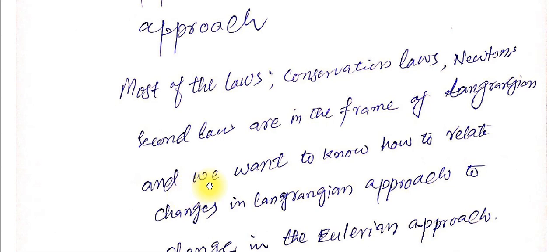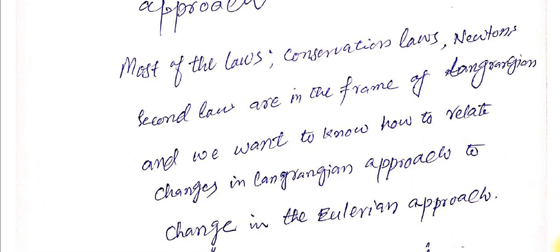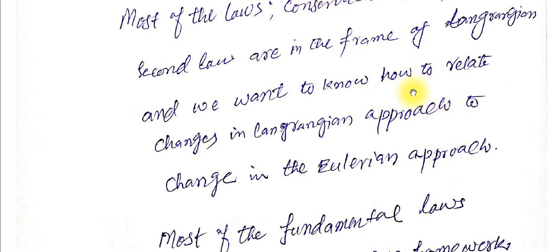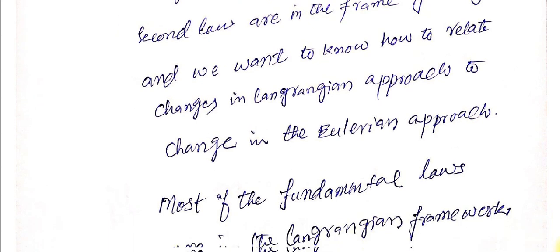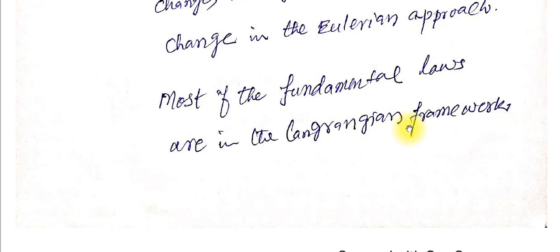Okay, so we want to know how to relate changes in the Lagrangian approach to changes in the Eulerian approach, or to transform the Lagrangian approach to the Eulerian approach, because the approach which is more physical, the approach used by the experimentalist, is the Eulerian approach, not the Lagrangian approach. But the laws are in the Lagrangian approach, so how do we transform these laws into the Eulerian approach? So we have to relate these two approaches to each other. Most of the fundamental laws are in the Lagrangian framework.